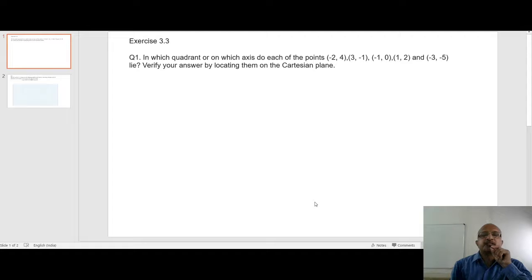Okay children, let's go for the next exercise 3.3. What is mentioned there is: in which quadrant or on which axis does the point lie. Okay, quadrant or on axis.